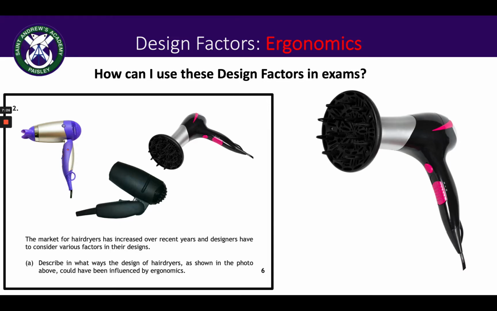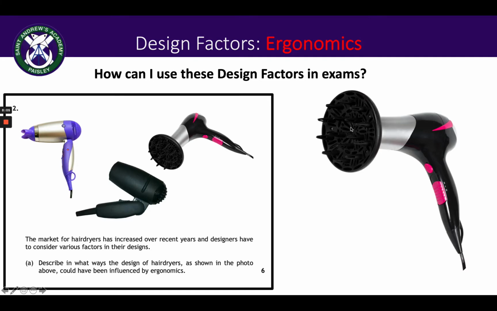So, from one of the past papers, this question was asked a few years ago. The market for hairdryers has increased over recent years, and designers have to consider various design factors in their designs. Part A. Describe in what ways the design of hairdryers, as shown in the photo above, could have been influenced by ergonomics. Right, so you can use any of the hairdryers, you can use all of the hairdryers, you're just talking about the way that they would have been influenced by that design factor and referencing them at the same time. So I've just taken one of them, right?